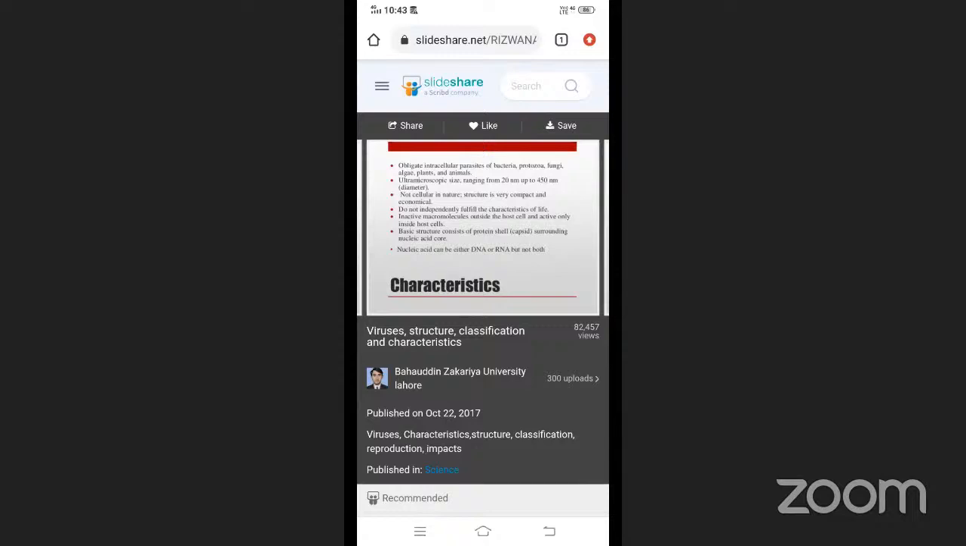Okay, so very small in size, and the remaining cell organelles are absent. Only the DNA or RNA, only the nucleoprotein is present. And that nucleoprotein is covered by the envelope. That we call a capsid or coat, which is made up of protein. Okay. So these are the characteristic features.